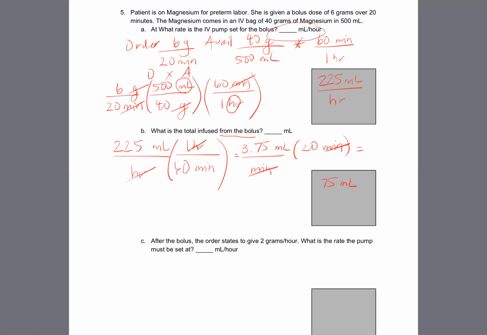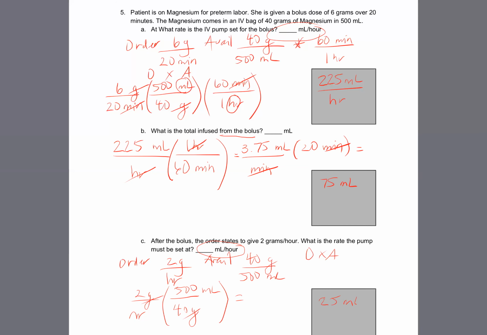C, after the bolus, the order states to give 2 grams per hour. What is the rate the pump must be set at in mLs per hour? So now you have a new order, 2 grams per hour. Your availability is 40 grams per 500 mL. Order times availability, 2 grams per hour times 40 grams in the denominator, so the grams cancel, 500 mLs in the numerator, and you get 25 mLs per hour.